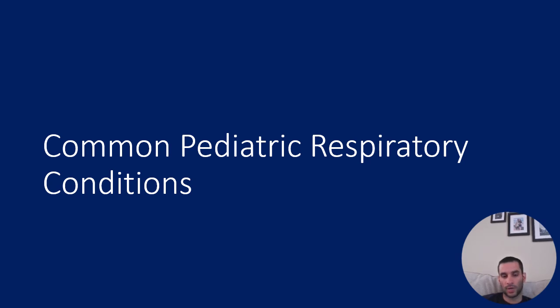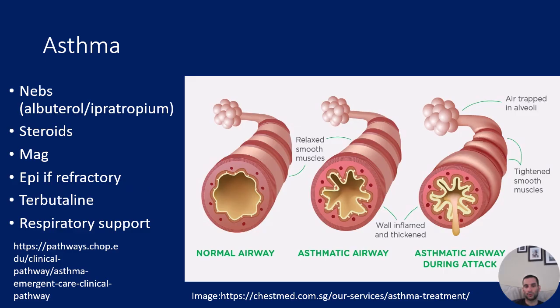So with that, let's review some common conditions. And I've been alluding to this, but for asthma, we've talked about the treatment, but what about the pathophysiology here? So in the asthmatic airway, it's going to be thickened and inflamed. There also is constriction or tight smooth muscles, okay? And that's going to lead to the respiratory distress.